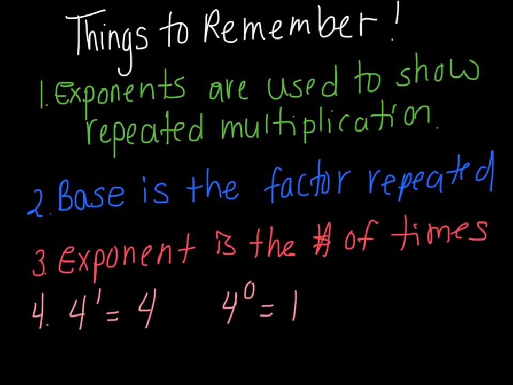Important things to remember for this video. Exponents are used to show repeated multiplication. The base is the factor that is repeated. The exponent is the number of times it is repeated. Any number to the first power equals that number, and any number to the 0 power equals 1.